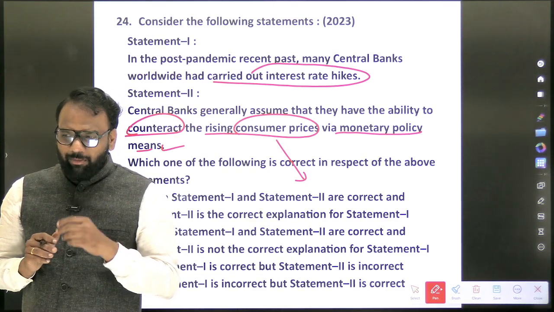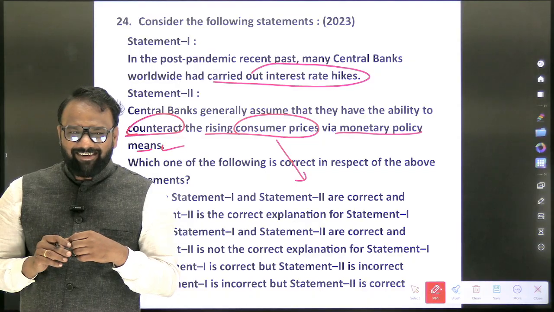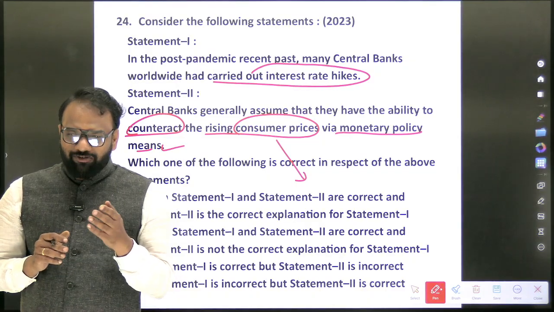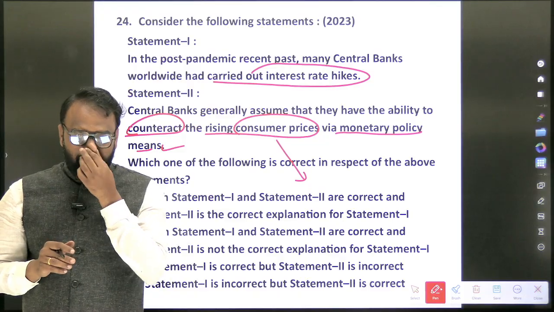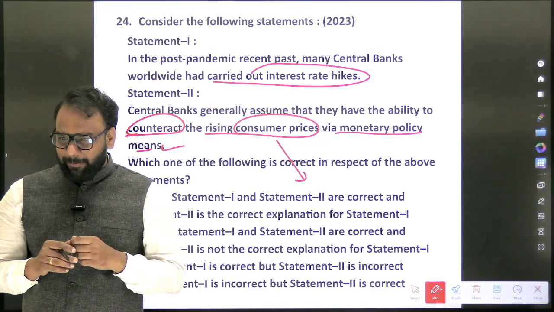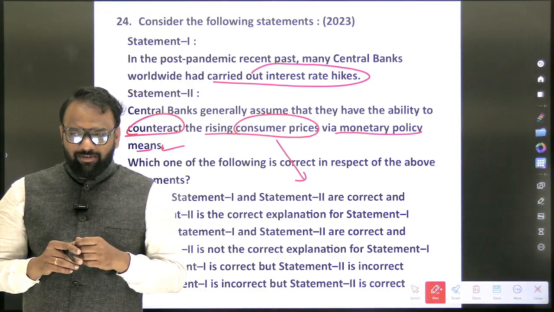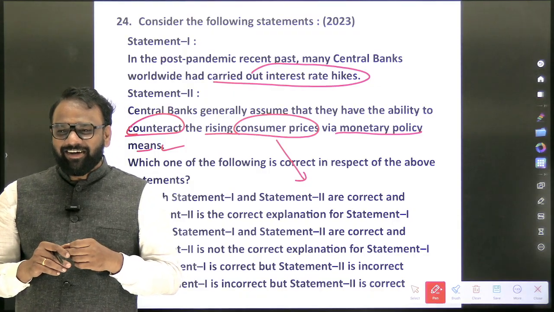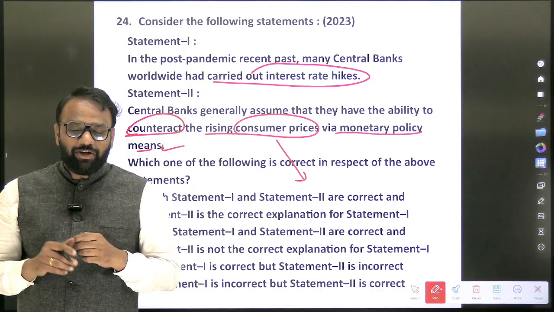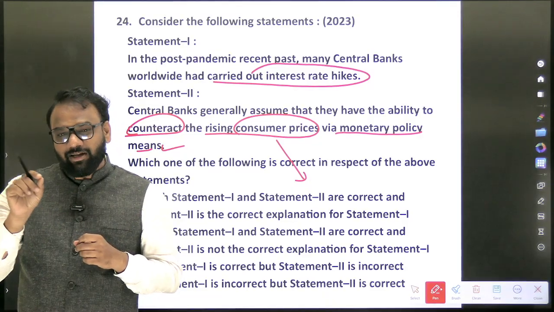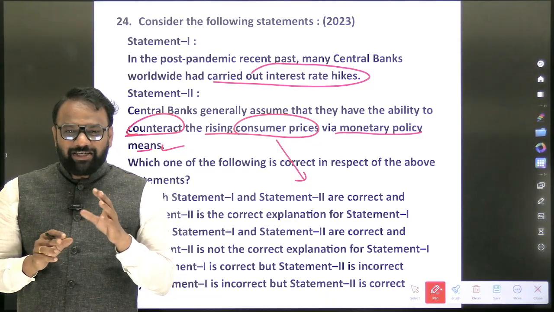Ministry of Statistics and Program Implementation. Ministry of Consumer Affairs. Ministry of Commerce and Industry. Okay. Now what is the base year for CPI? Yes. Who releases it? Statistics and Program Implementation. Who releases WPI? Ministry of Commerce.